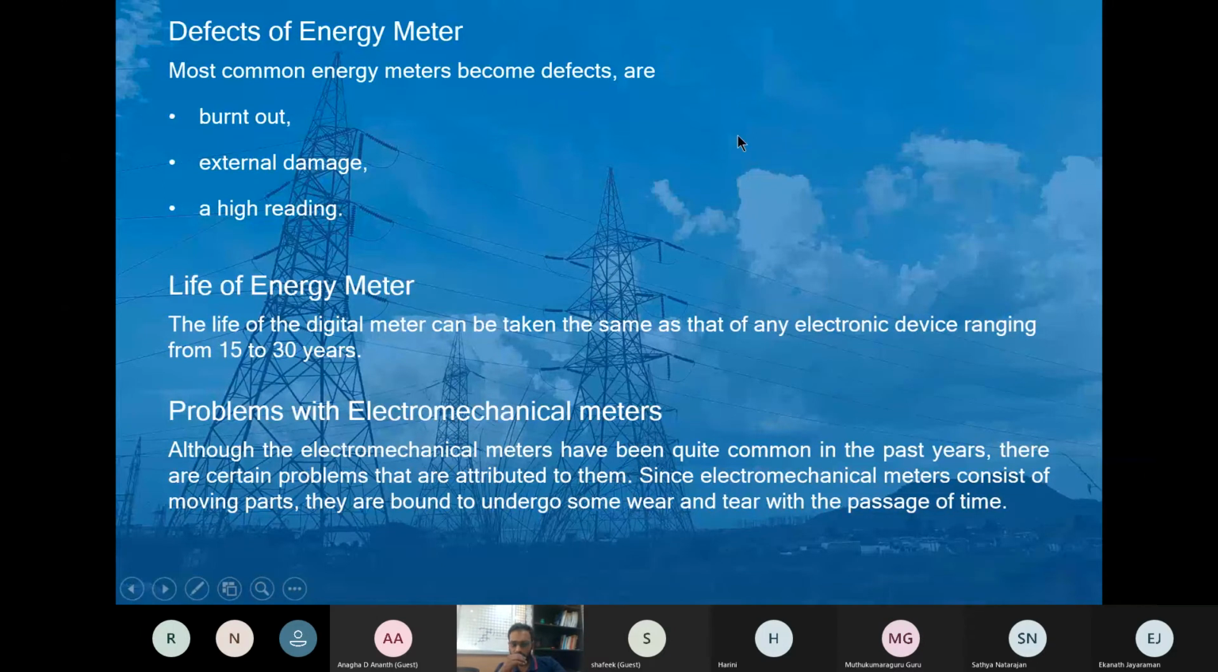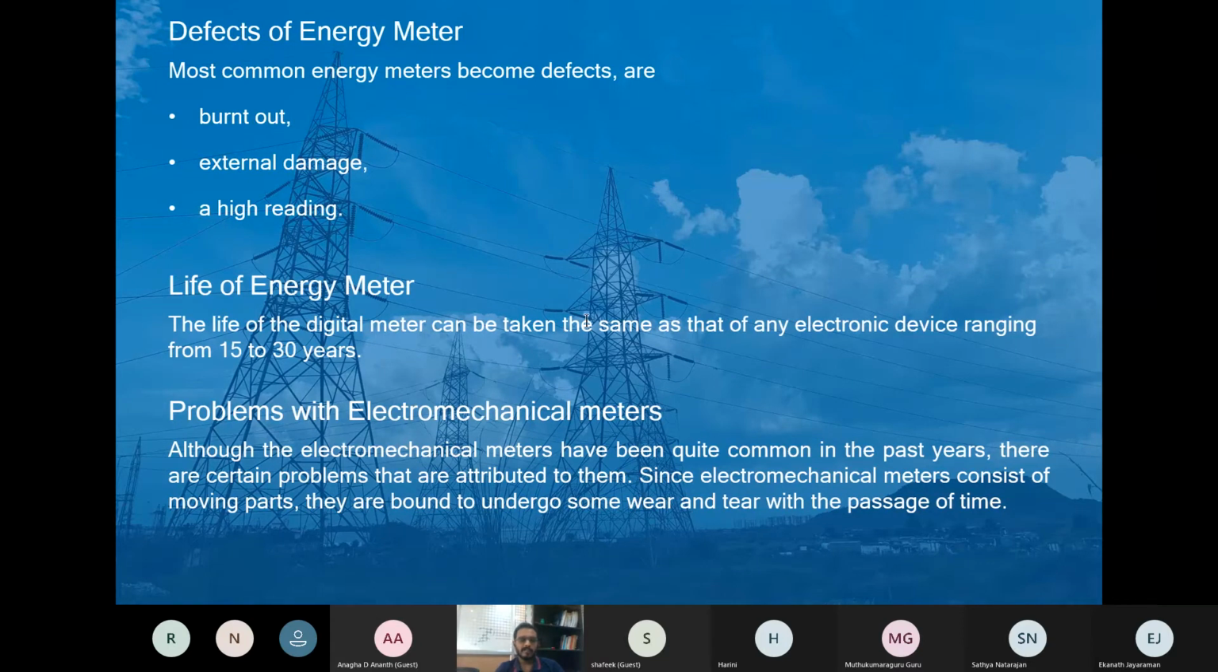So, defects of energy meters. The most common reasons an energy meter becomes defective are burnout, external damage or a high reading. The burning of an energy meter is mostly due to loose connection at the terminals, for which the customer should always be careful whenever it is replaced or newly installed. External damage is due to theft, being hit by an outsider, etc. For such issues, the DISCOM generally asks for an FIR before replacement is accepted.